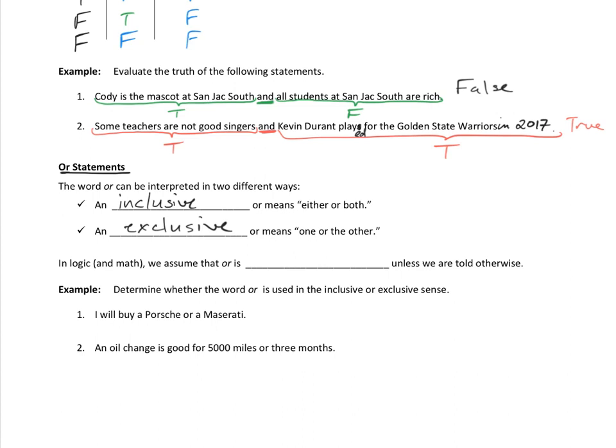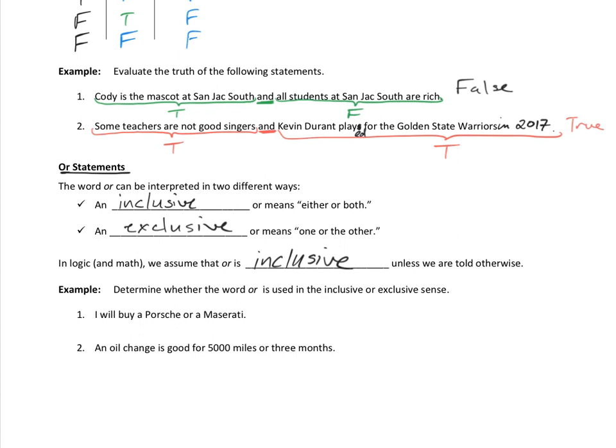Maybe you remember growing up as a child and your parents say, well, we can either go do this or this. You weren't able to do both. You had to pick which one you wanted to do. So that's a pretty good way to understand what an exclusive or is. In logic and in math, we assume that or is inclusive unless we are told otherwise. So very quickly, we want to just take a look at a couple examples down here, determining whether or not the or means inclusive or exclusive.